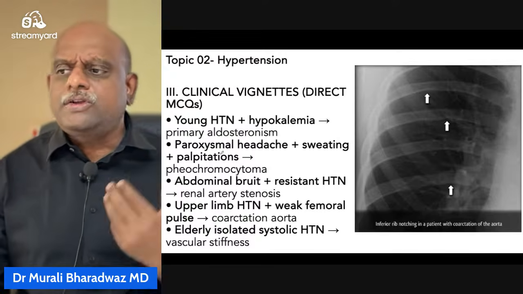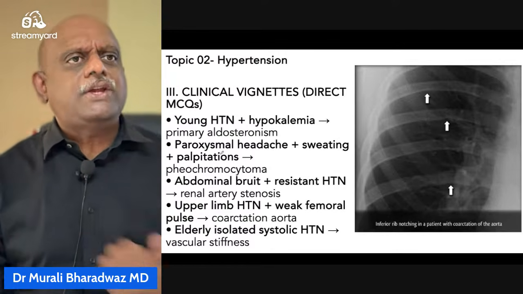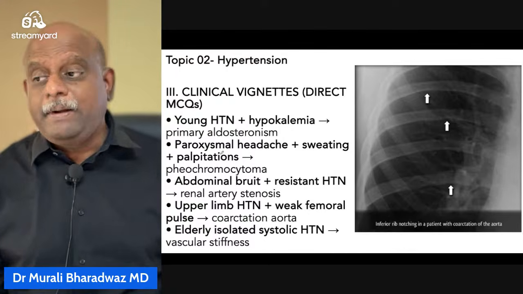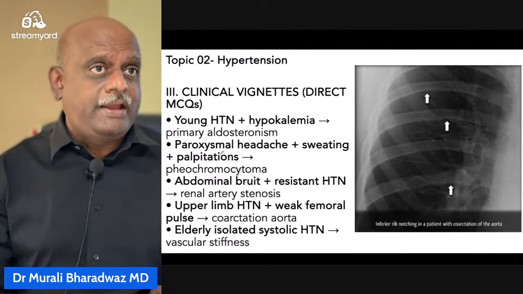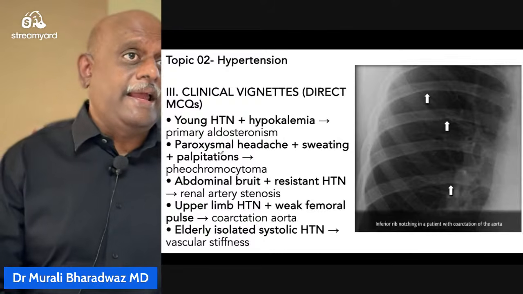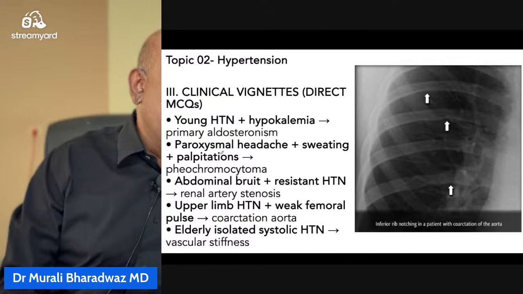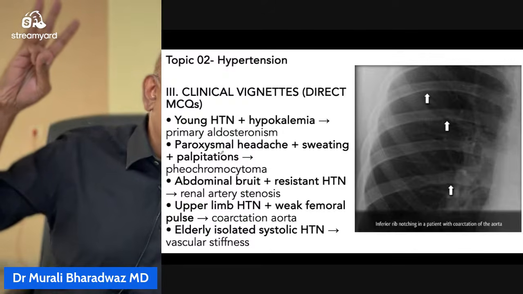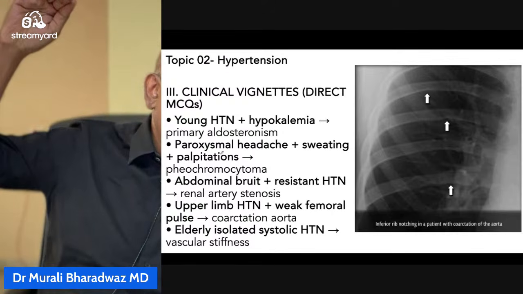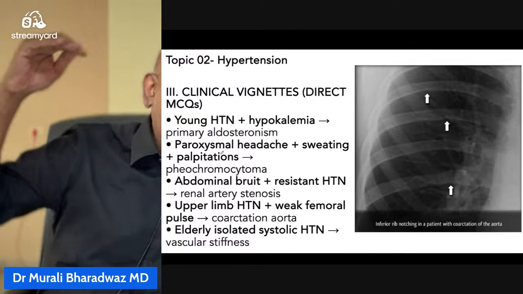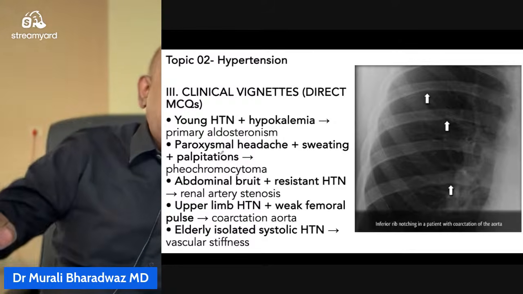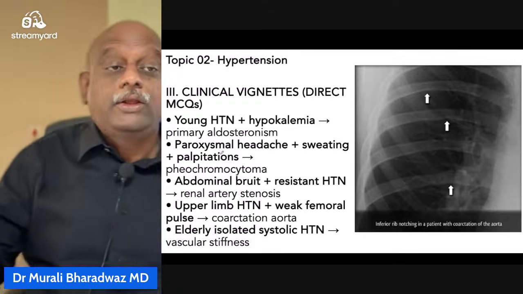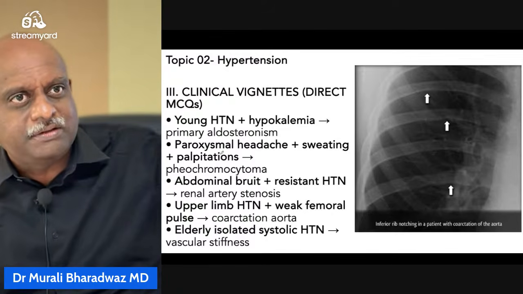Anybody who has a paroxysmal headache with sweating, with palpitations, think of pheochromocytoma. Anybody who is having an abdominal bruit and resistant hypertension. What is the meaning of resistant hypertension? In spite of using 3 antihypertensives, maximum dose, plus a diuretic, if the BP is not controlling, then you call it resistant hypertension. You think of renal artery stenosis.